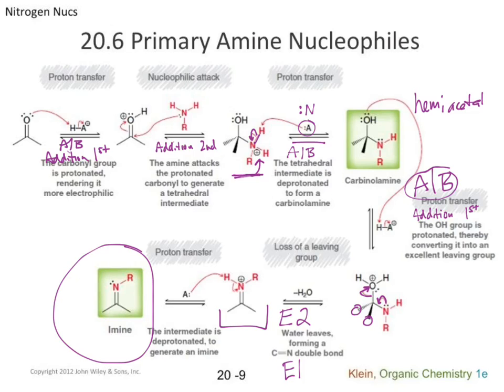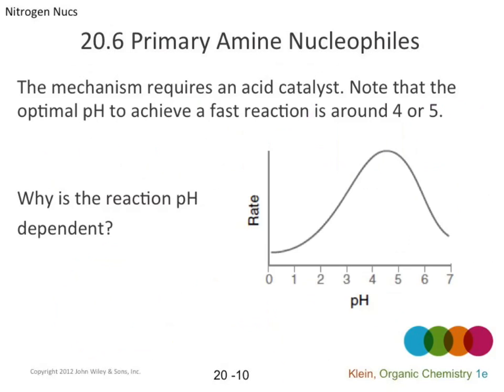Other questions about what's shown up there? Okay. All this is really saying is that we have a pH dependence with this. If we make it too acidic, what happens? What's the issue with our primary amines? In fact, any amine.